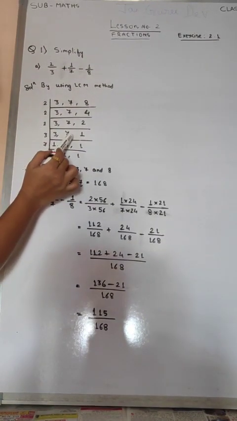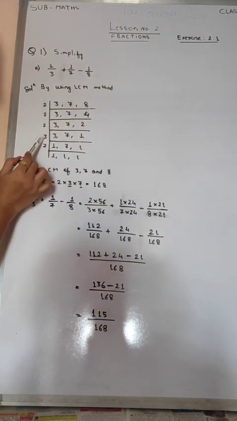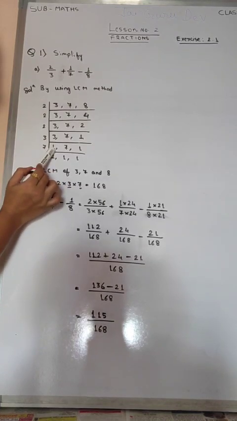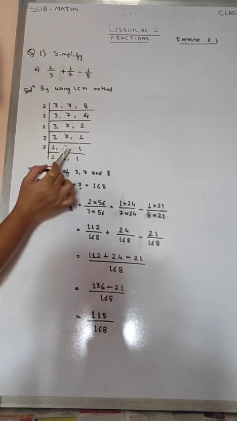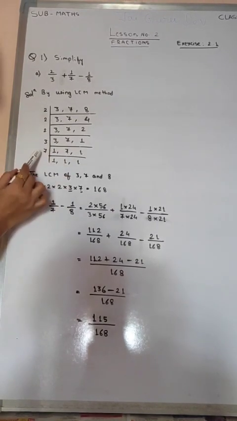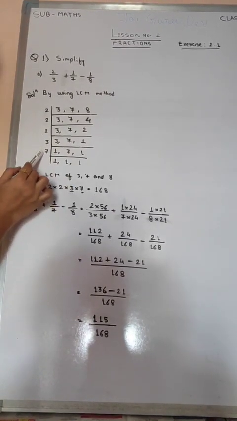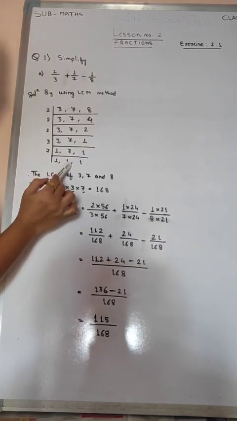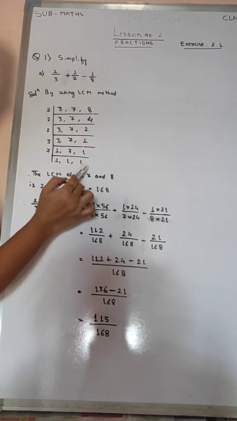Now we check the next least divisible number, that is 3. Dividing 3 by 3 we get 1, and 7 we write as it is because it cannot be divided by 3. Then 7 is divisible by 7 only, so we get 1, 1, 1.